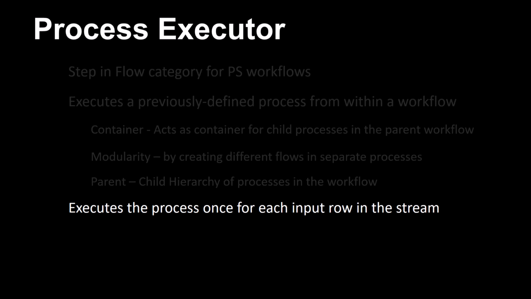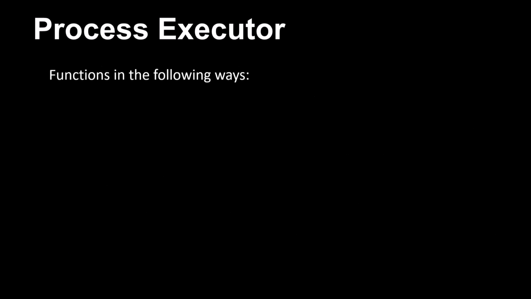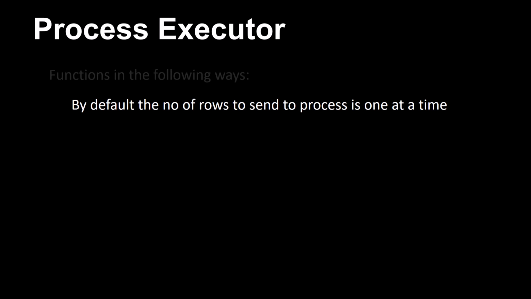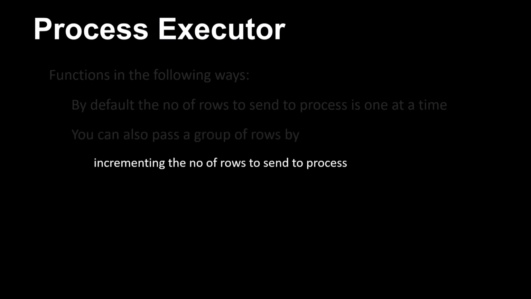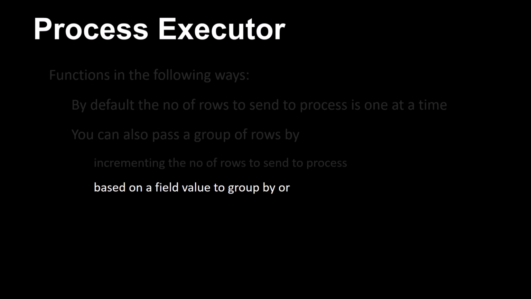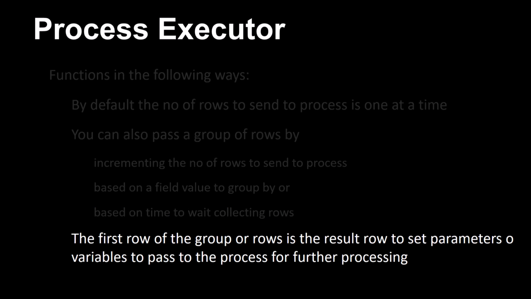The process executor step executes the process once for each input row in the stream. You can set the row fields as parameters and variables to pass to the process for further processing. The process executor step functions in the following ways. By default, the number of rows to send to the process is 1 at a time. You can also pass a group of rows by incrementing the number of rows to send to the process based on a field value to group by, or based on time to collect rows. The first row of the group of rows is the result row to set parameters or variables to pass to the process for further processing.